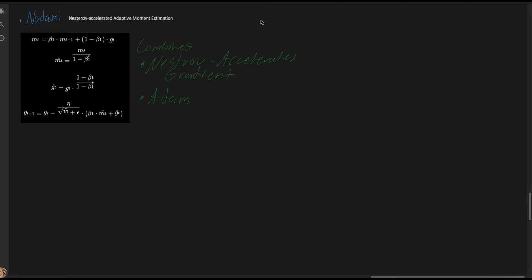I'll also have a link for that. By incorporating Nesterov momentum into Adam. So they combine Nesterov momentum into Adam, taking into account the look ahead property of Nesterov. So they combine momentum and look ahead property.